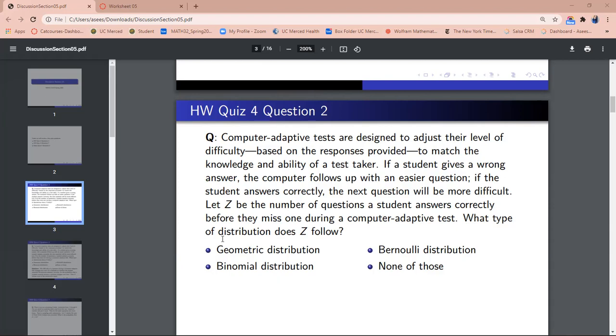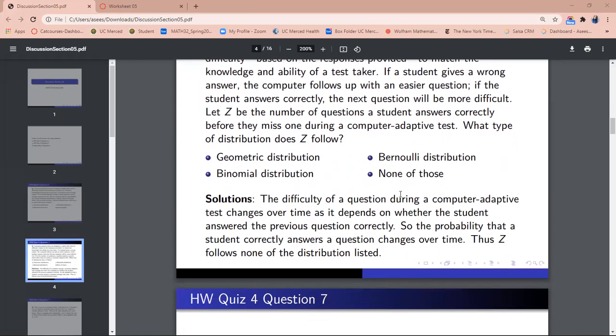Okay, so let's read this carefully. Let Z be the number of questions a student answers correctly before they miss one during the computer adaptive test. Yes, but also let's reread the question. The computer adaptive tests are designed to adjust their level of difficulty based on the responses provided to match the knowledge and ability of a test taker. If a student gives a wrong answer, the computer follows up with an easier one. And if the student answers correctly, the next question will be more difficult. So I think Austin was the one to say none of the above.